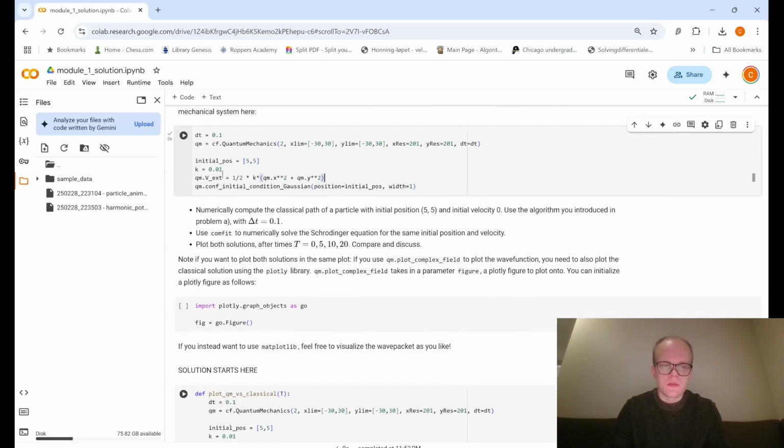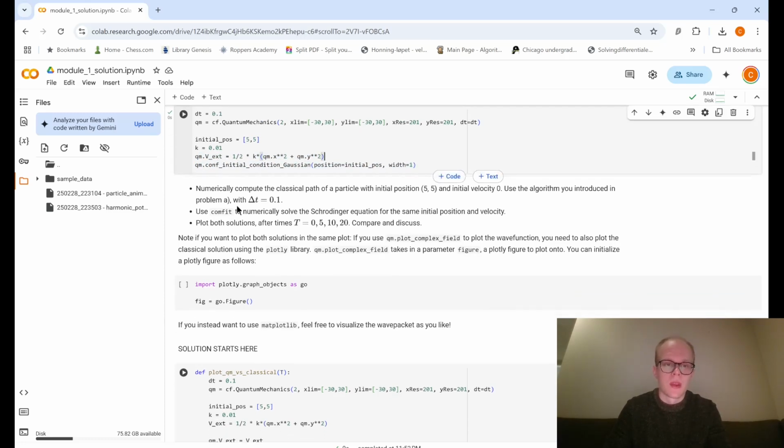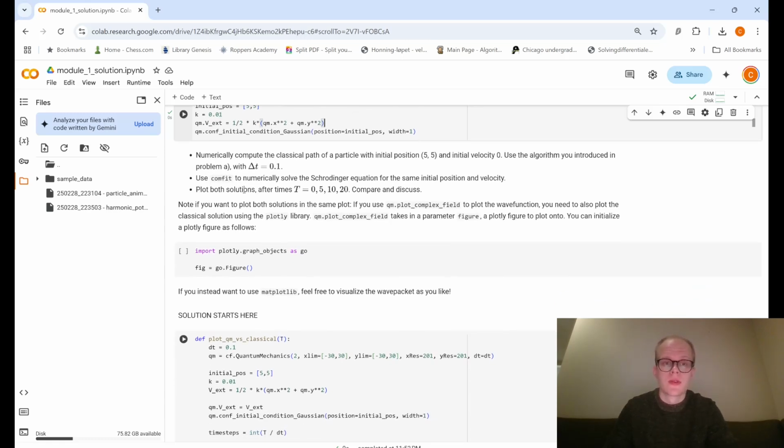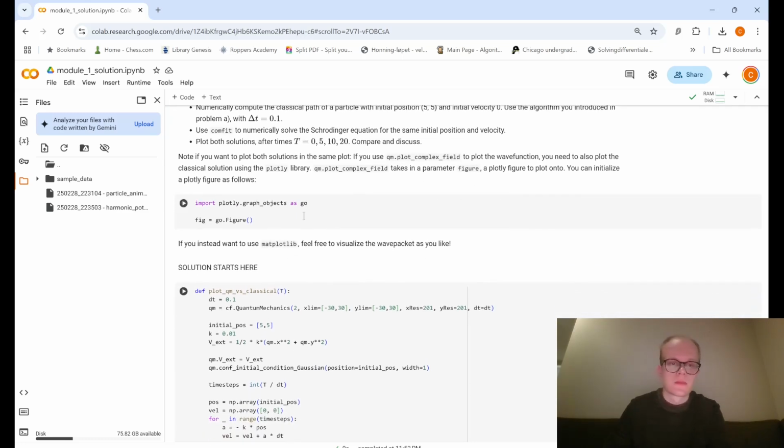Additionally, we set the external potential, and we configure the initial wave function right here. Cool. So in this problem, we concretely ask you to numerically compute the classical path of the particle, and we ask you to numerically solve the Schrodinger equation using ComFiT, using the same initial position and velocity. And then you're supposed to plot the solutions after times 0, 5, 10, and 20, and then discuss a bit.